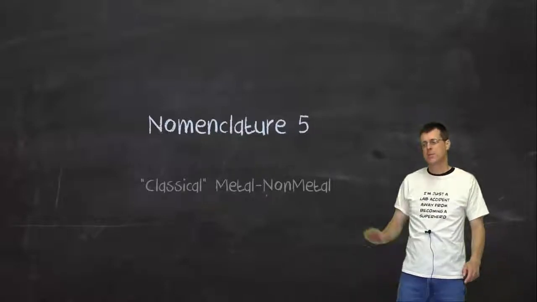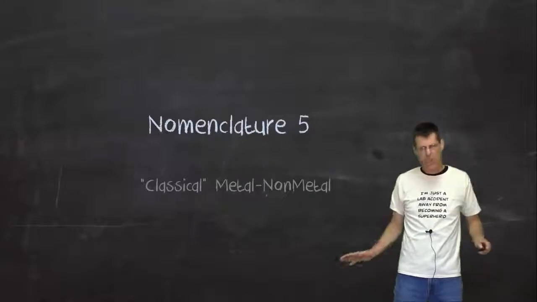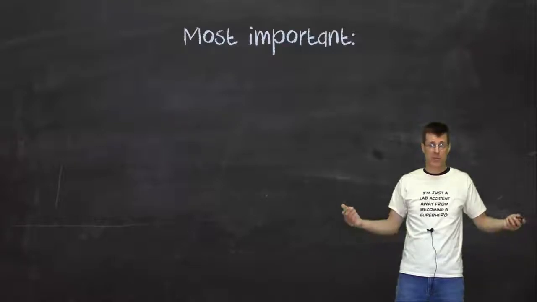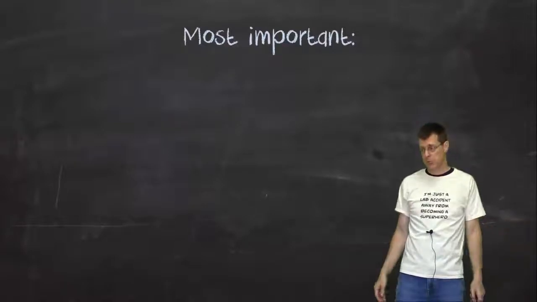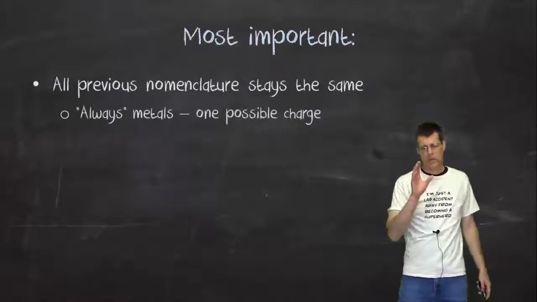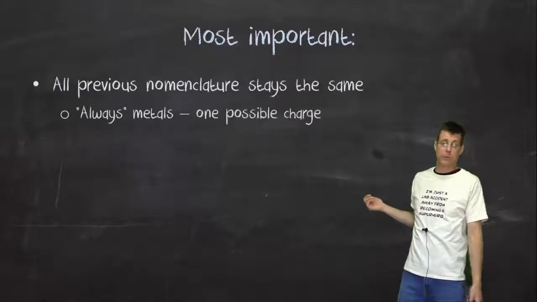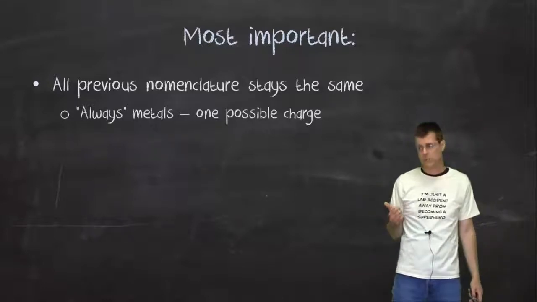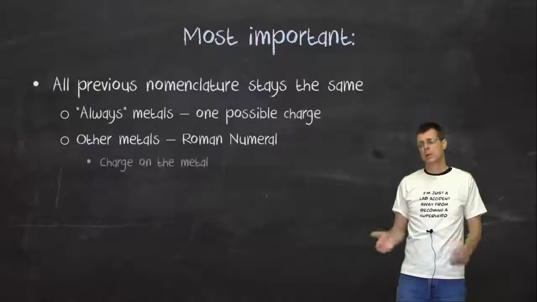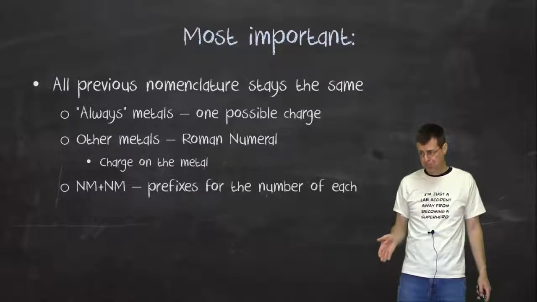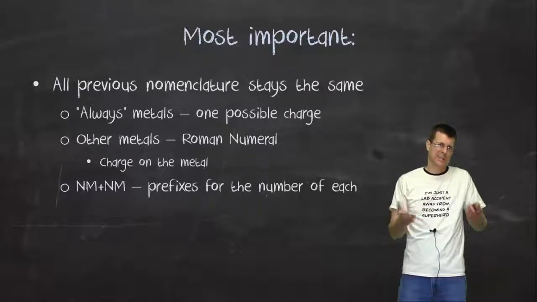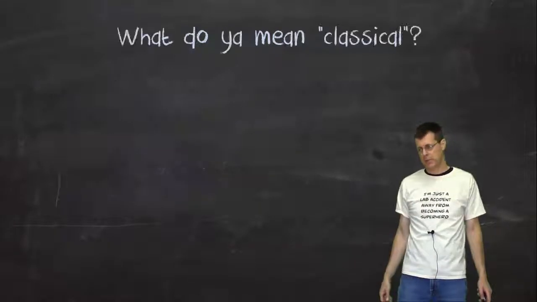Okay, it says classical nomenclature, classical metal, non-metal nomenclature, so we need to get a handle on what that means before we understand how the nomenclature works. All previous nomenclature stays the same. What we've done so far is the always metal, non-metal nomenclature. We've done the other metals where we're using a Roman numeral, and we've done non-metal, non-metal. And we've probably done one other thing, but it wasn't really worth doing this for.